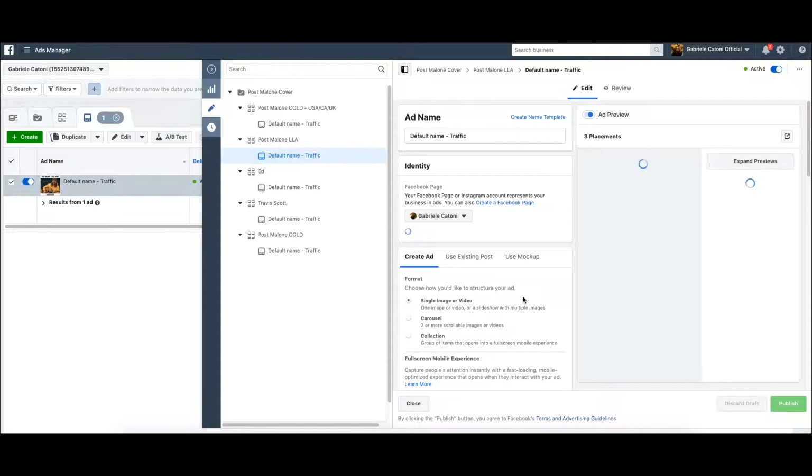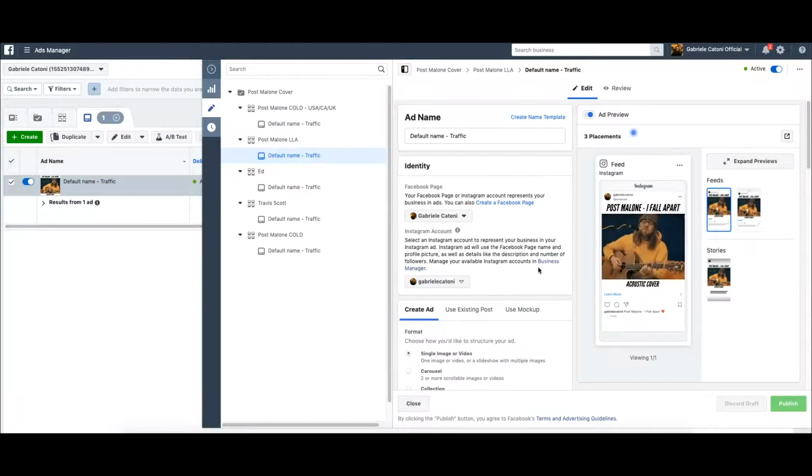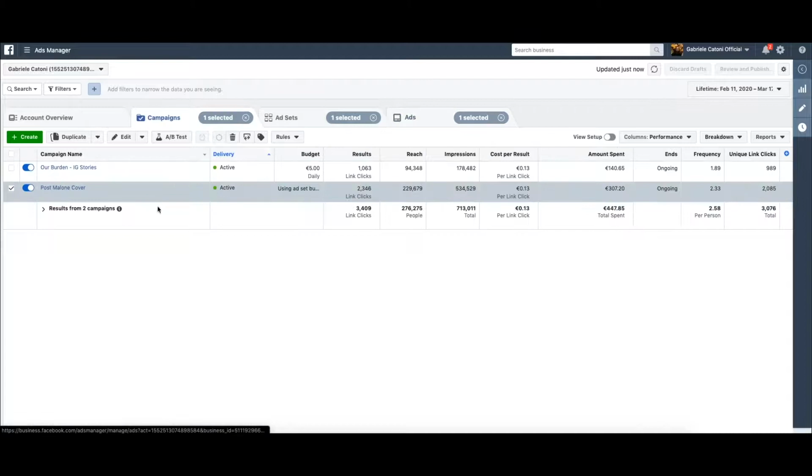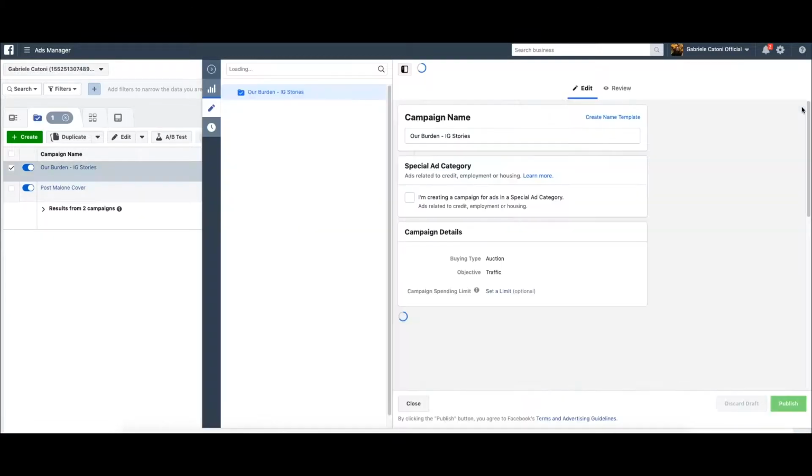Make sure to use the same video for the ad and to have your Instagram account connected and to use it as placement, so when people click your username, they can visit your Instagram profile and follow you. This is very important if you want to grow your profile from the ads that you are running.